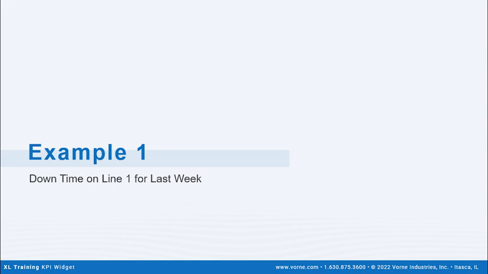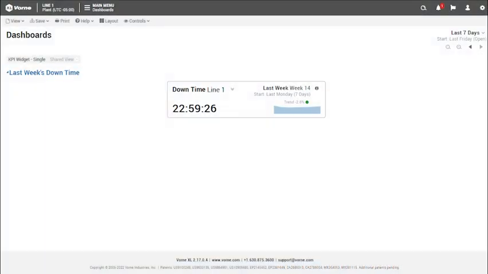Now let's create a few examples. Our first example shows downtime on line 1 for last week. Downtime is often featured as a KPI, as it is the largest source of lost productive time for most manufacturers.